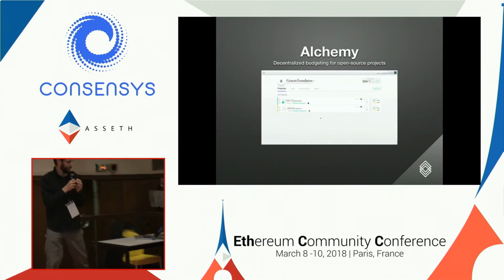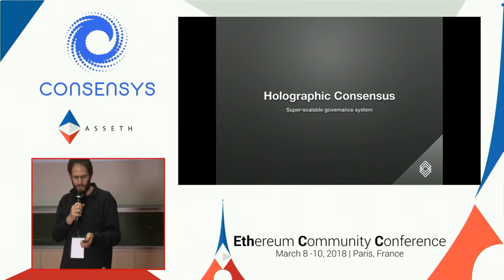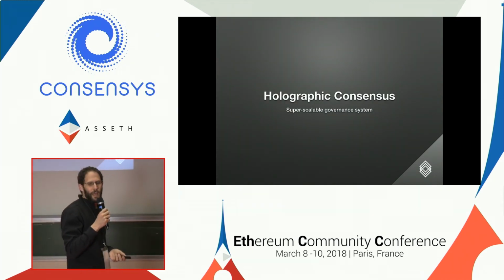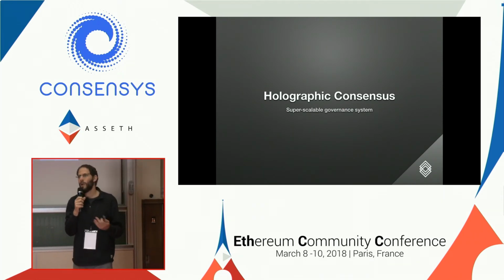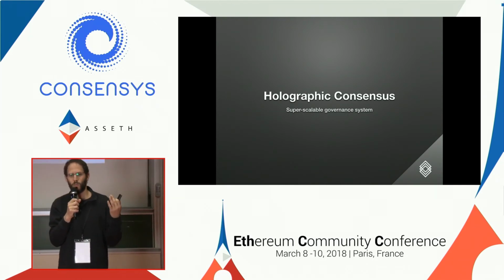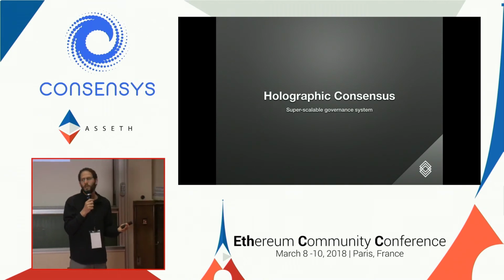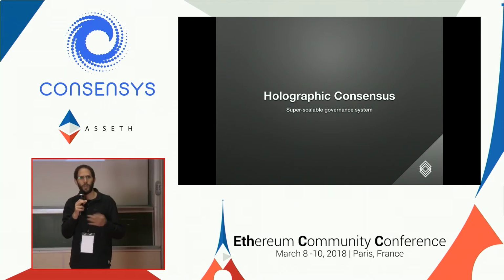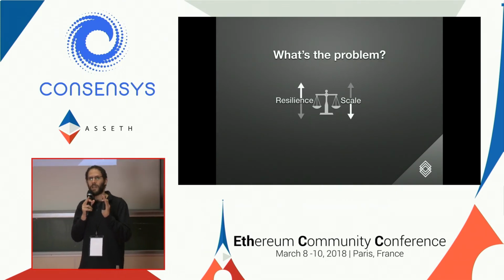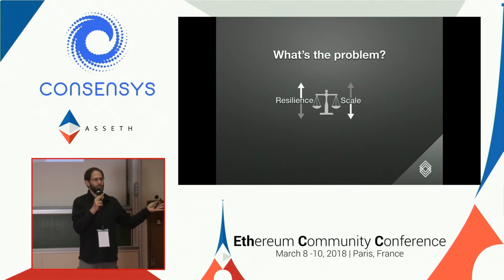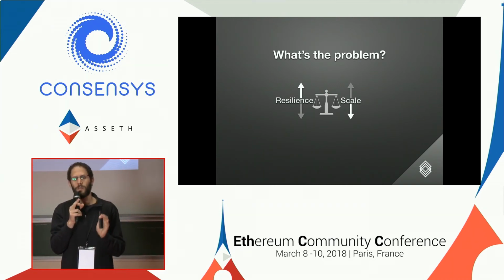So with that, let me go back over here. The last piece of this talk is mentioning holographic consensus. It's just a teaser for tomorrow. The idea here is how do you make a super scalable governance system, a governance system that can process more and more decisions per person as it grows up. These are the last two slides of this talk, which are kind of the first two slides of the next talk, not exactly, but just to have something in mind.